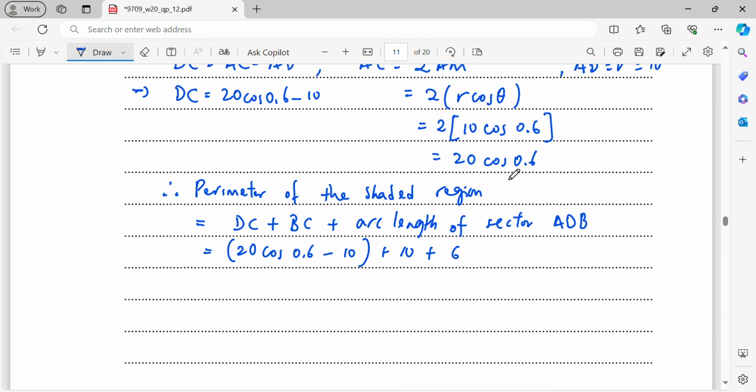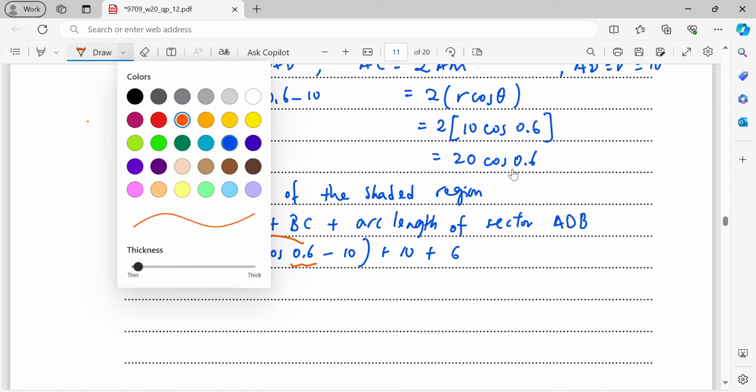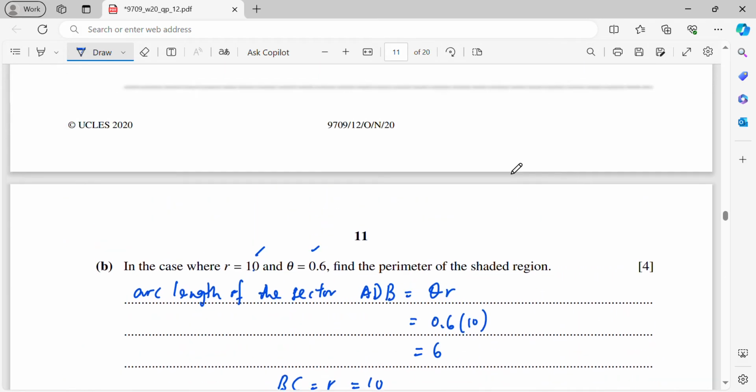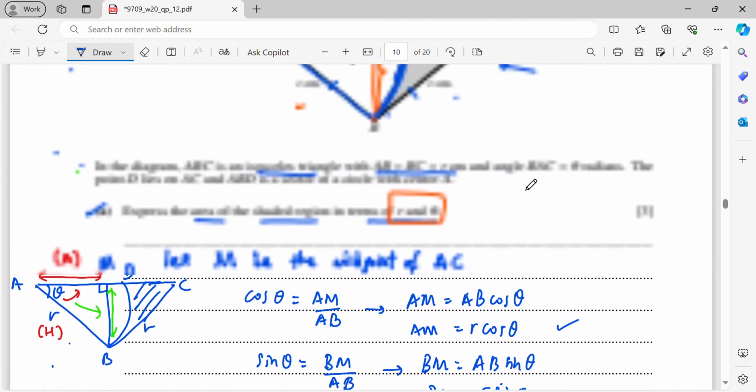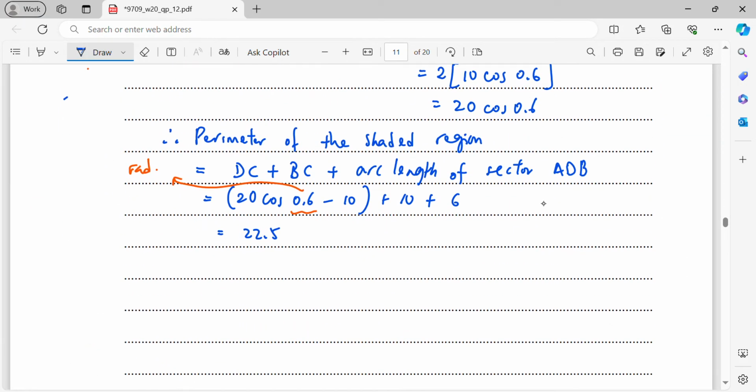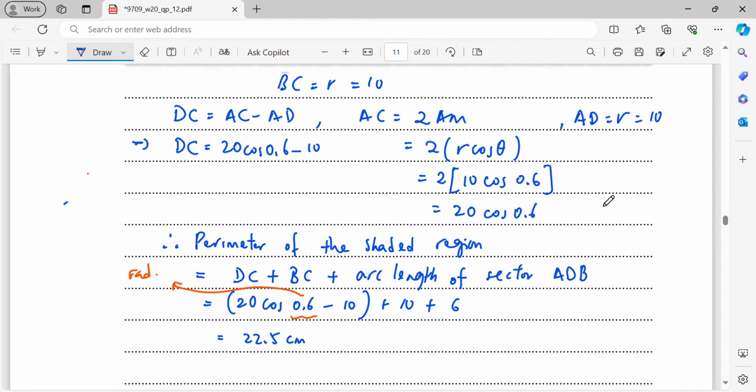Now when you calculate this, remember to set your calculator in radians mode. Okay? And then from here, basically, when you calculate all together, it will be 22.5. So this is in centimeters. Okay, so done for this part.